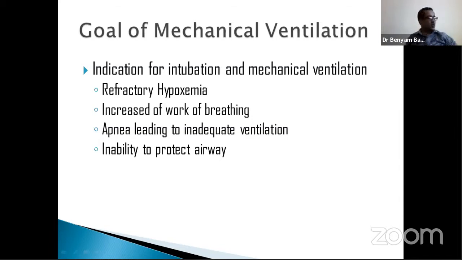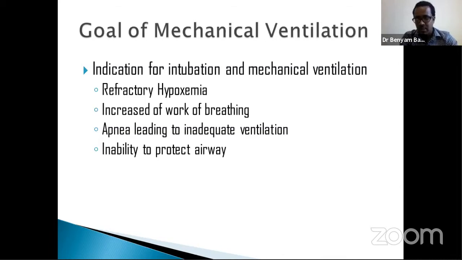So, what's our goal in mechanical ventilation? Before going to the goals, we need to know the indications. Who should we put on a mechanical ventilator or intubate? The more common indications for mechanical ventilation include refractory hypoxemia, whenever there is hypoxia where the oxygen saturation in the blood drops less than 90%, or the partial arterial oxygen drops less than 60 millimeters of mercury. That's an indication for mechanical ventilation.